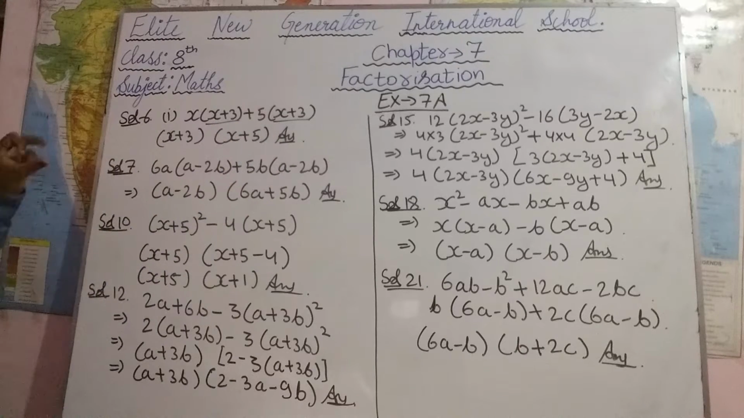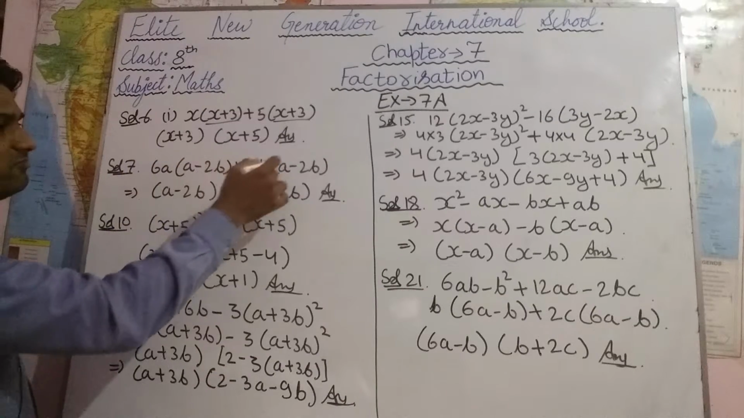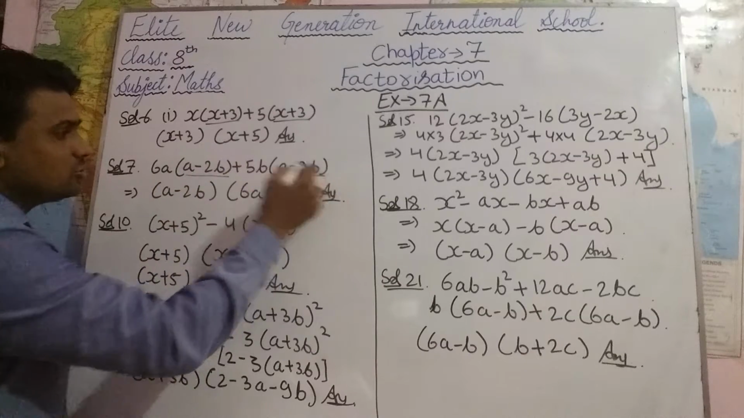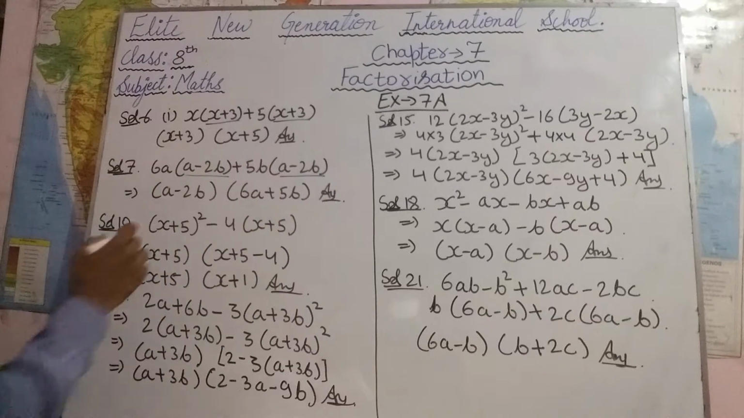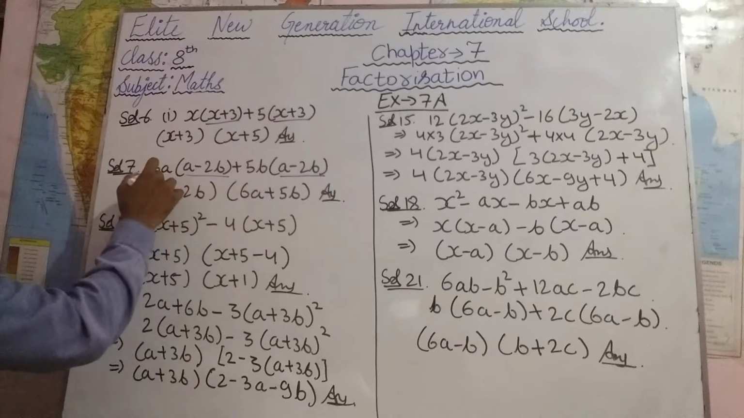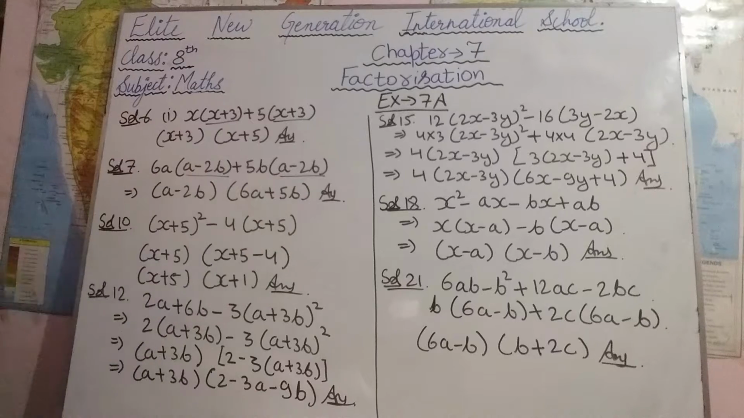After this, see question number 7. In question number 7 we have 6a in bracket a minus 2b plus 5b into a minus 2b. Here we can take common a minus 2b. Here is also a minus 2b. So we can take a minus 2b as common. So in bracket it will be left 6a plus 5b. So this will be the answer.